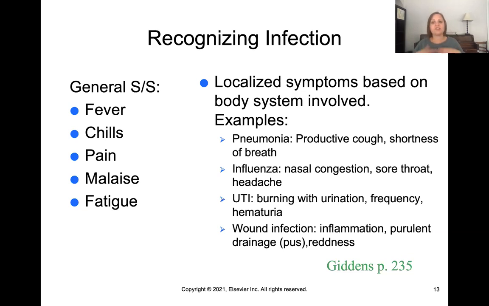So you want to think of these generalized signs and symptoms that we're going to have for all infections, regardless of the source. But then we also need to anticipate what localized symptoms we are going to have based on the body system that is involved.